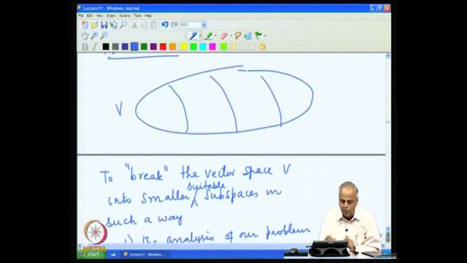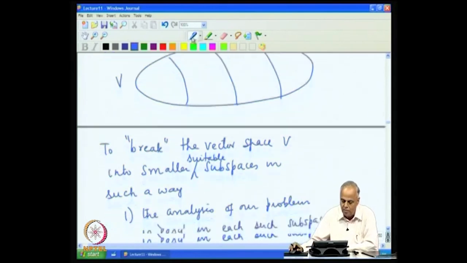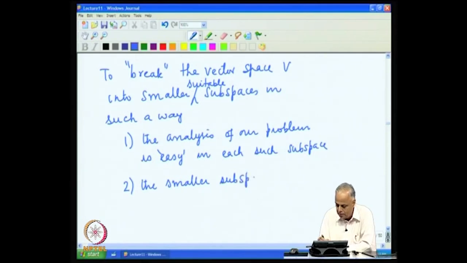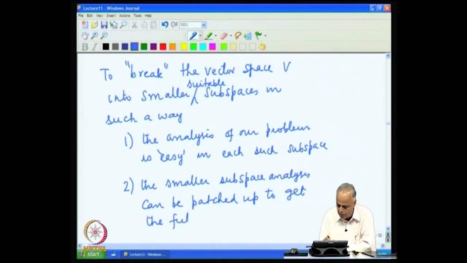Now, we analyze the problem in each one of these pieces, and the way we break should be such that the smaller piece analysis becomes easy. And number two, from this easy analysis of the smaller pieces, we must be able to patch up and get the full analysis. The smaller subspace analysis can be patched up to get the full space analysis.